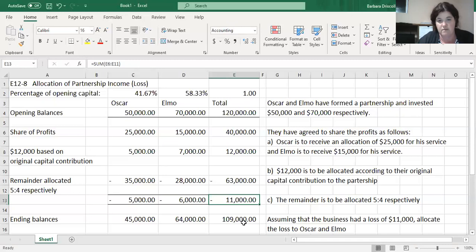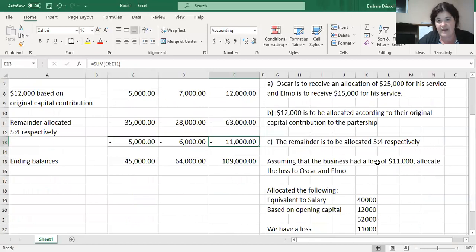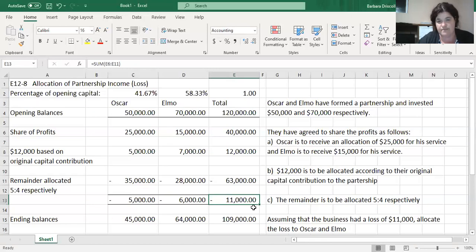So our goal when we set out to allocate the income was, how will we allocate that loss of $11,000? But within the partnership agreement, we're told that the first $40,000 gets allocated to the individuals. The next $12,000 gets allocated to the individuals. And then we have to balance to what our actual income or loss was. In this case, we had a loss of $11,000. So we needed to reduce proportionately income of $63,000 based on a 5 to 4 split, so that we balanced at that $11,000.